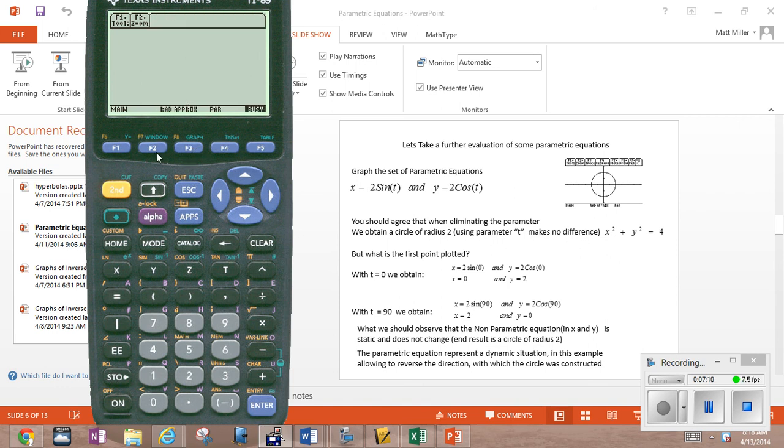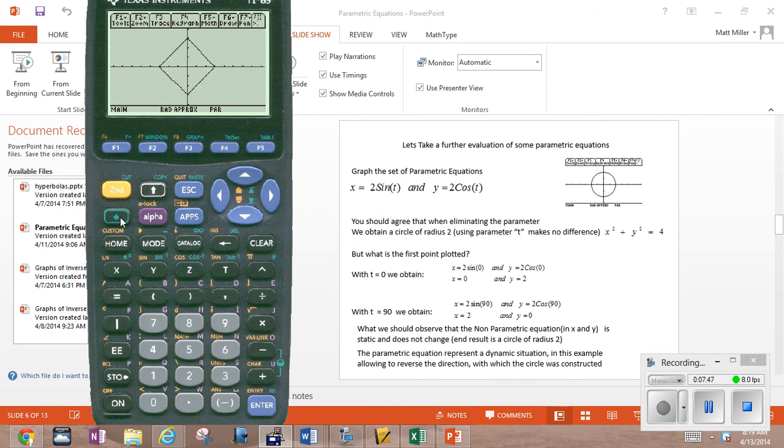Now, let's see what we have to do. I'm going to go to the window and change my t-step to be pi over 2 now. So that's going to be pi divided by 2. Now, I did not change my equations. So this should still come out to x squared plus y squared equals 9 when I eliminate my parameter. But look at what is graphed for us. Yes, that's right.